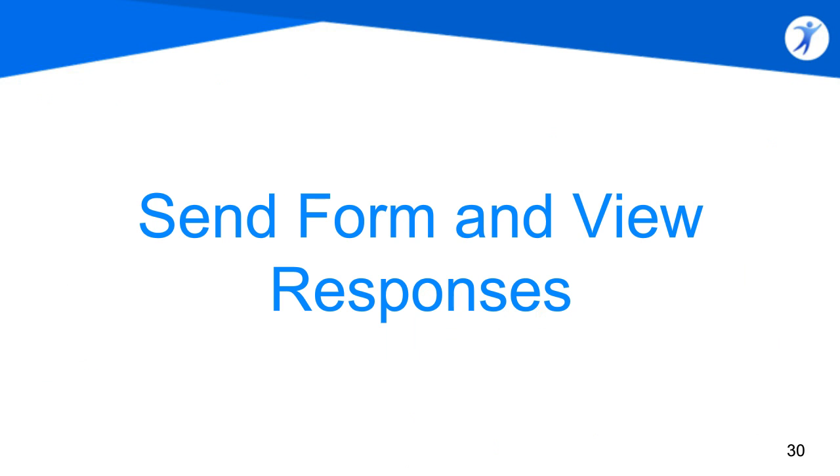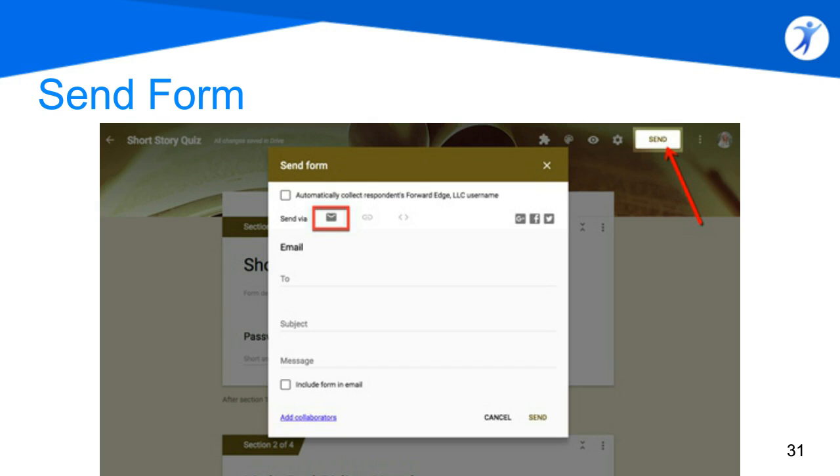So how do we send the form and view responses? You send the form. There's a few different ways you can do it. It's the big send button up in the top right, right next to your gear icon. Your first option is actually just to email it to people. If you have contact groups set up, you can just send it to your contact group. So if you have groups set up for parents and each of your classes, in one fell swoop, you can send it to everybody at the same time.